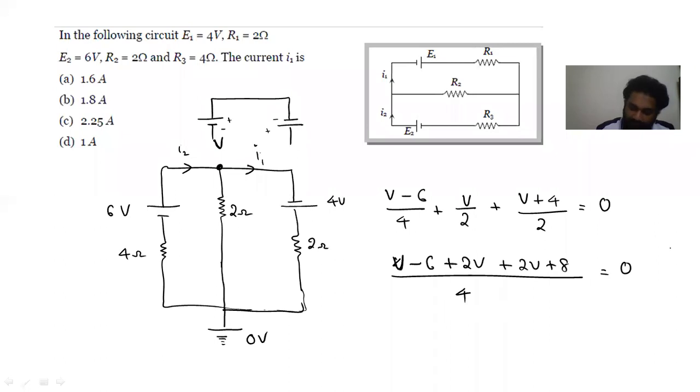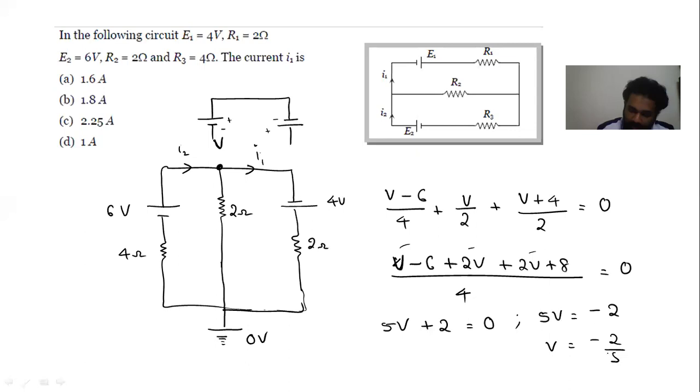Then this 4 will go to the other side and become 0, and this will become 5 volt. 5 volt plus 2 is equal to 0. So 5 volt is equal to minus 2, and V is equal to minus 2 by 5. So the voltage here is minus 2 by 5 volt. Now from this minus 2 by 5 volt, I can find I2, I1, anything. This is one method. So how can I find I2?